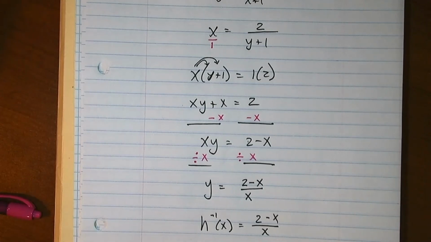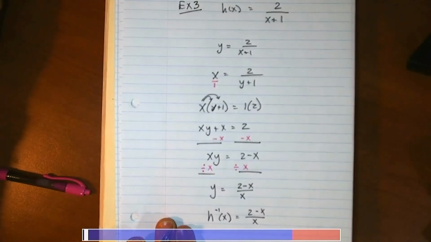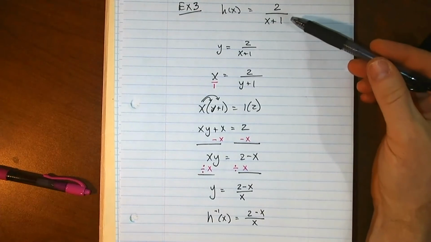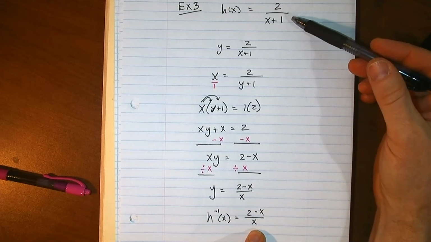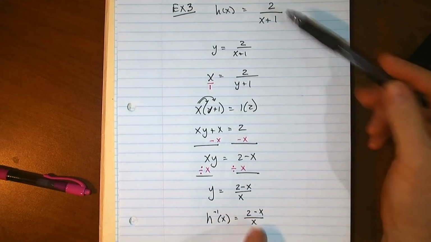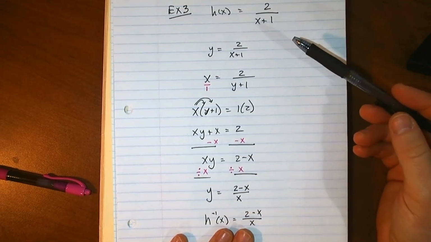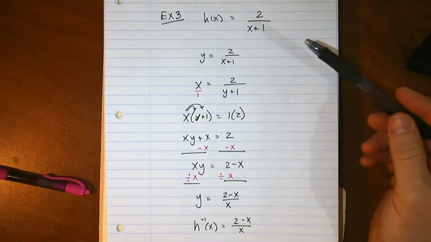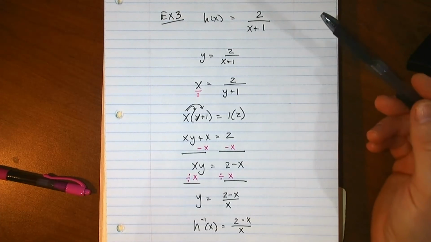Okay. Now on this one, notice that h of x and h's inverse are not the same. Obviously, they're related. There's a connection. They both have a 2 and things like that, but they're not the same. Not like example number 2, where they literally were exactly the same.